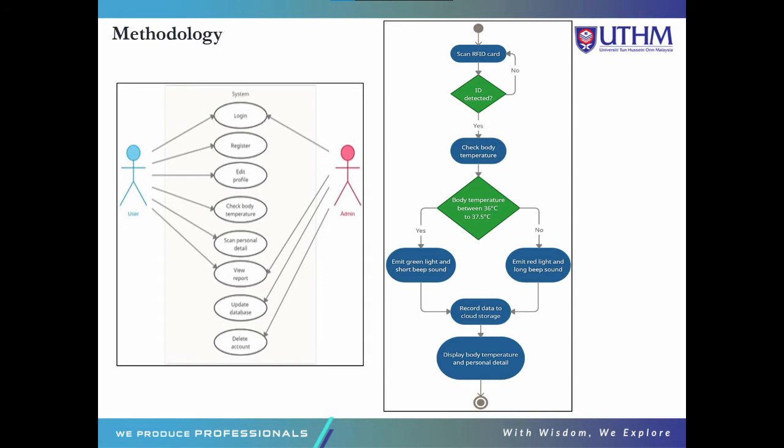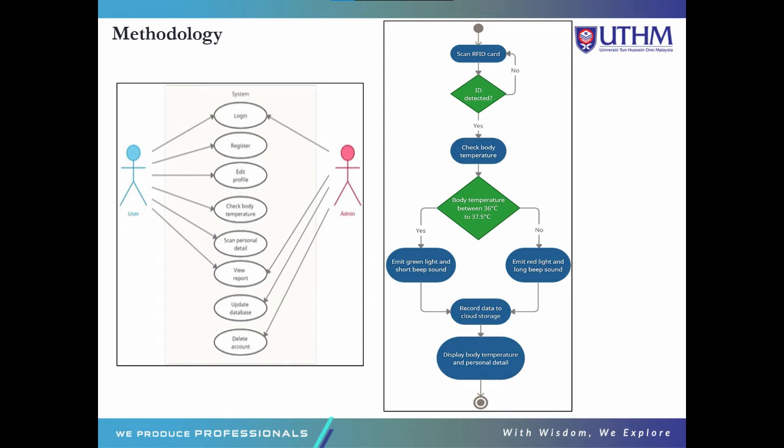The figure on the left is the use case diagram of the proposed system. There are 2 actors involved in this system, which are user and admin. Moreover, the functions of the system are listed, which are login, register, edit profile, check body temperature, scan personal details, view reports, update database, and delete account. While the figure on the right is the activity diagram of the proposed system.